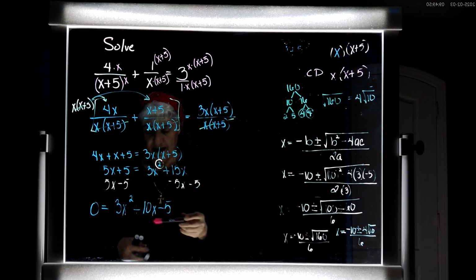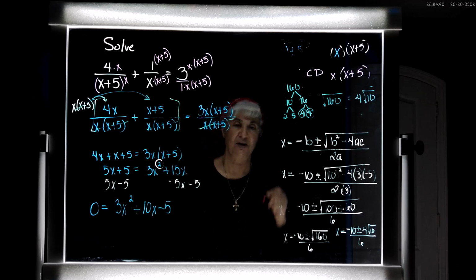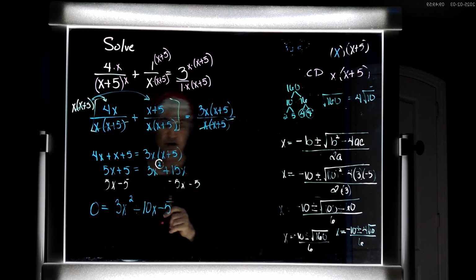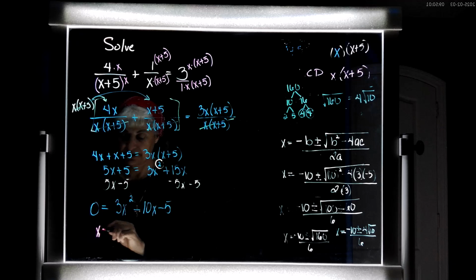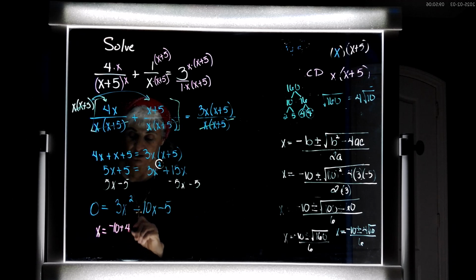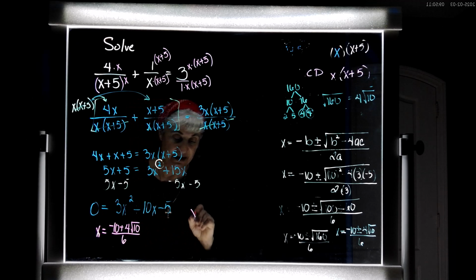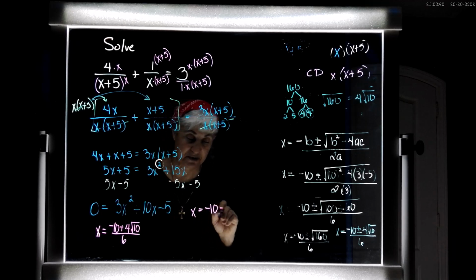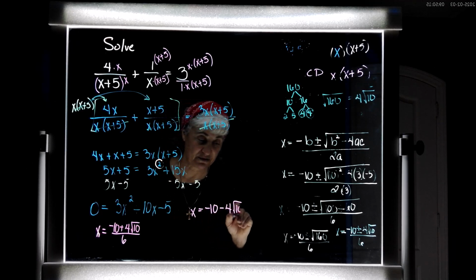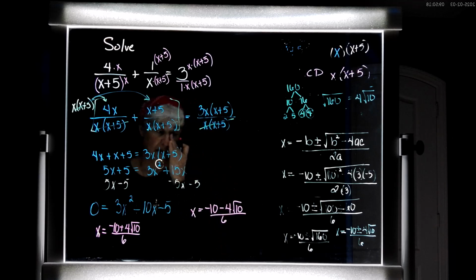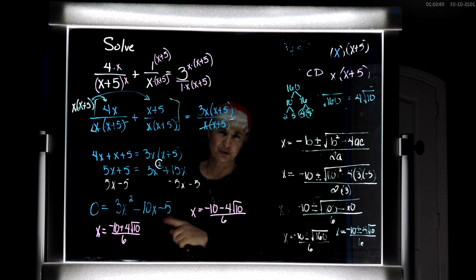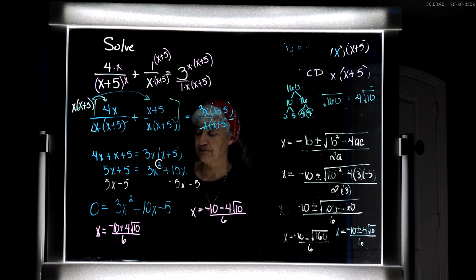Okay, back to this guy. You're like, wait, it's a fraction. Don't you have to check to see if it reduces? You're absolutely right. So, x equals negative 10 plus 4 square root of 10 over 6. And x equals negative 10 minus 4 square root of 10 over 6. And here's what I'm noticing. It doesn't matter which one I work with because it's going to reduce the same.